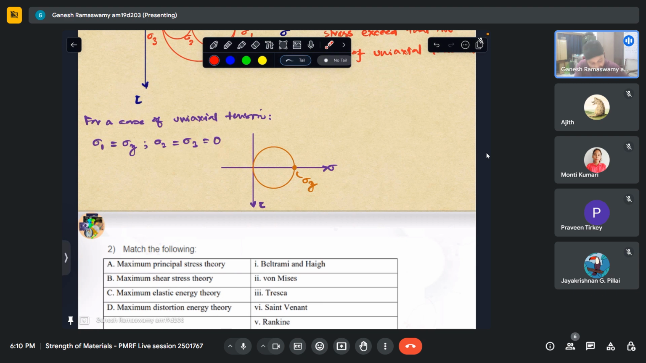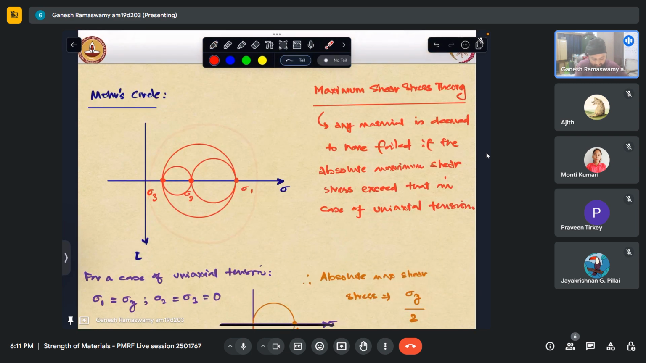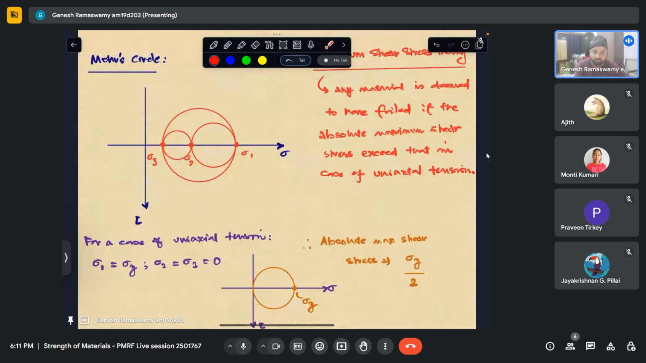So in this case, what is the absolute maximum shear stress that takes place? It is nothing but the radius of this circle. So the absolute maximum shear stress in this case is nothing but sigma y by 2 for the case of uniaxial tension. Whereas here we can see that depending on the values of sigma 1, sigma 2 and sigma 3, that is, if sigma 3 is negative and so on, we will have to consider the absolute maximum shear stress will be the radius of the biggest Mohr circle there is in this case.